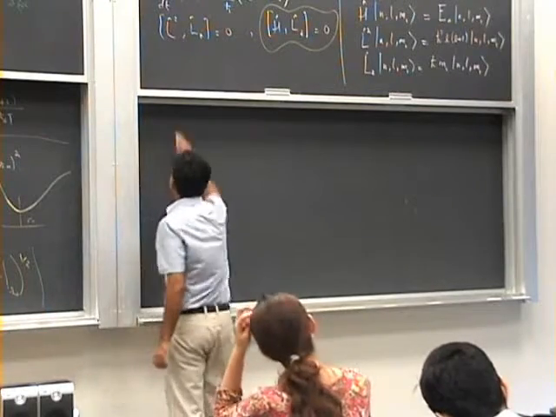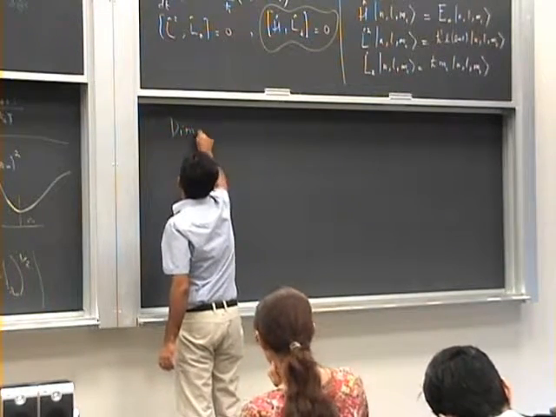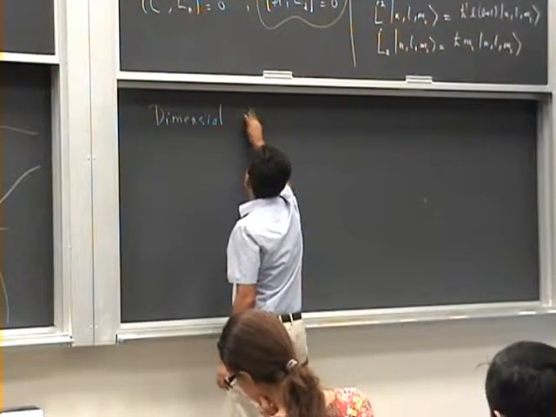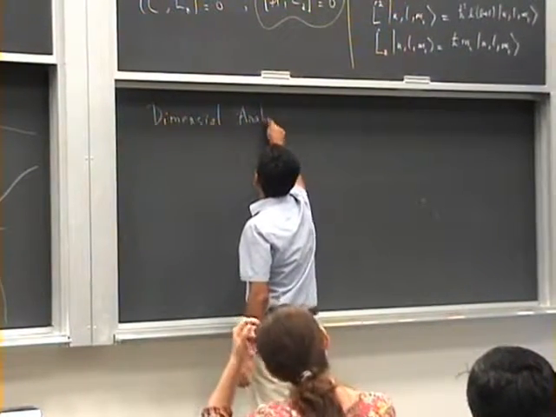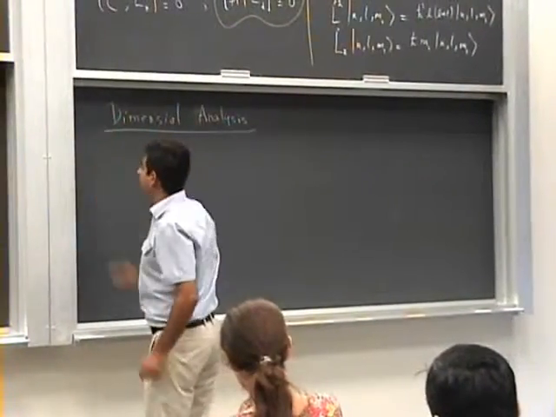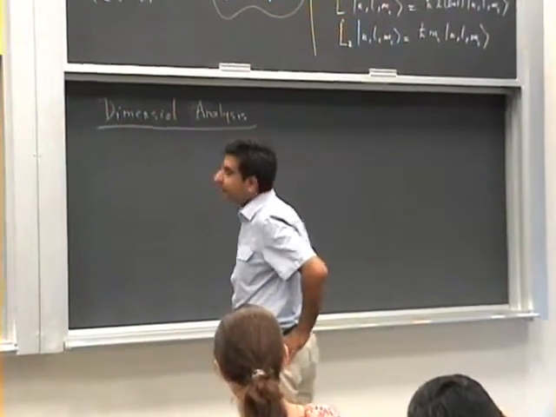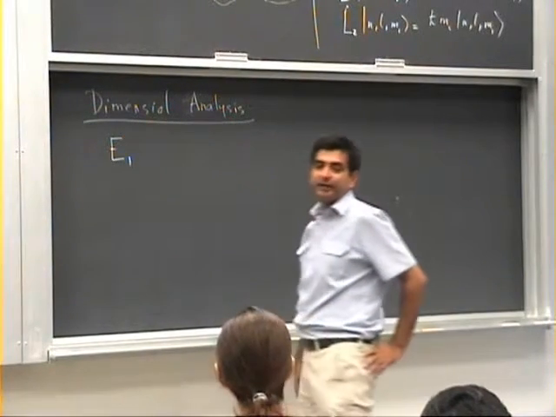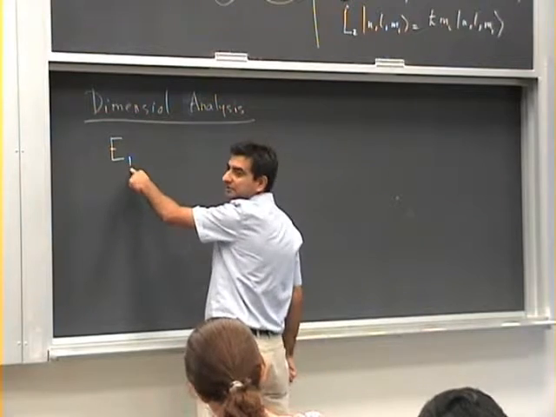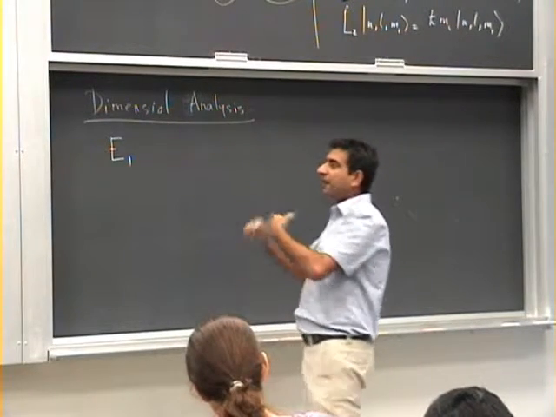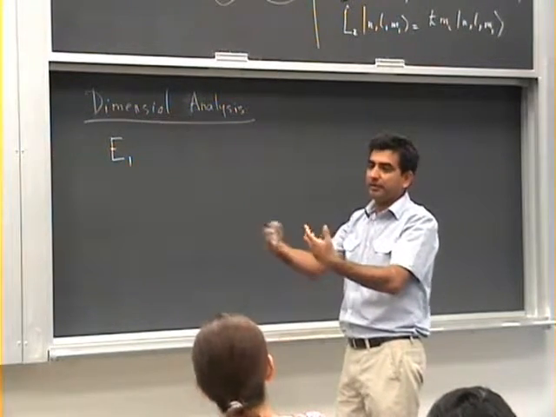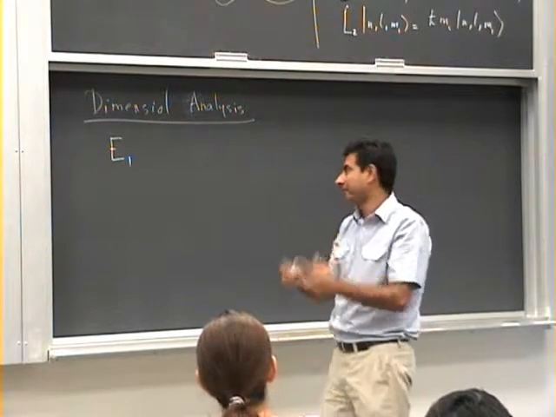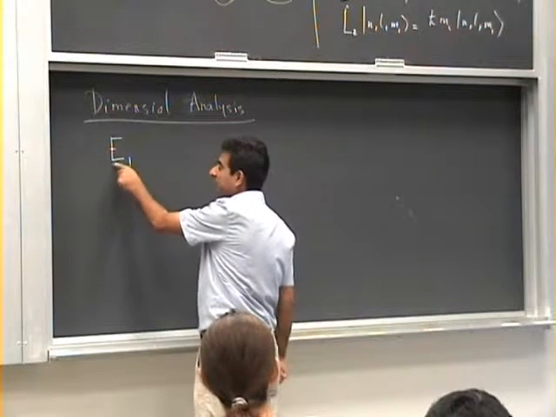I'm going to use dimensional analysis to get order of magnitude estimates for these energies. We know that in a ground state, let's call the energy E1. I put 1 here because suppose I have a hydrogen atom, an electron in its ground state inside this hydrogen atom. So I label N equal to 1, so I put E1.